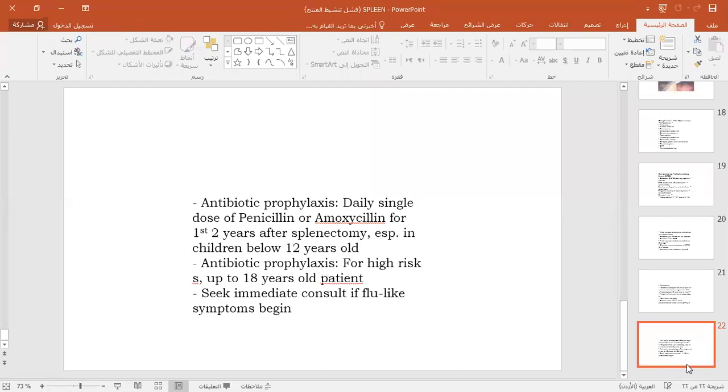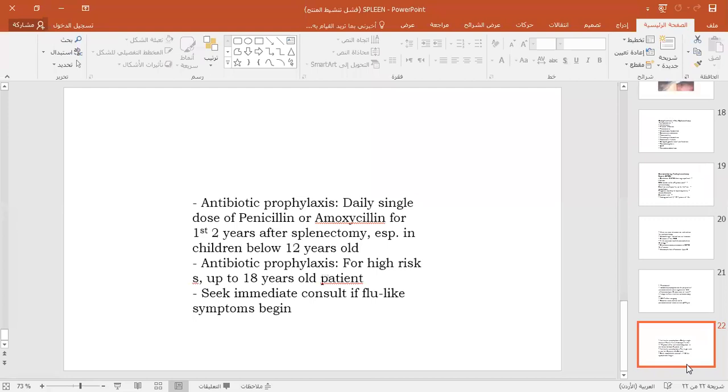The lecture is brief. Antibiotic prophylaxis, as we said, is a daily single dose of penicillin or amoxicillin for the first 2 years after splenectomy, especially in children below 12 years old. Antibiotic prophylaxis for high-risk patients up to 18 years old, for example leukemia, blood disease, lymphoma, we give antibiotic prophylaxis. But in an adult without risk factors, there is no need for long-term antibiotic prophylaxis, just in children.